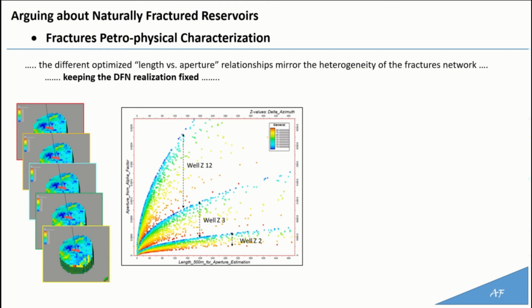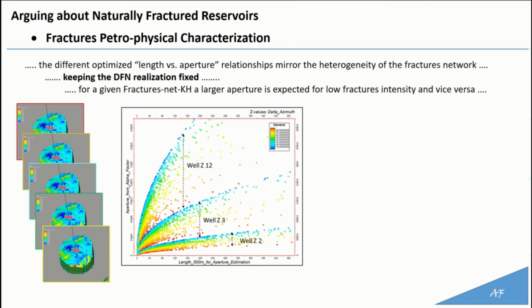The different optimized length versus aperture relationships mirror the heterogeneity of the fracture network. That means the variation of the correlation between length and fracture aperture in the different wells and areas of the field, keeping the discrete fracture network realization fixed.